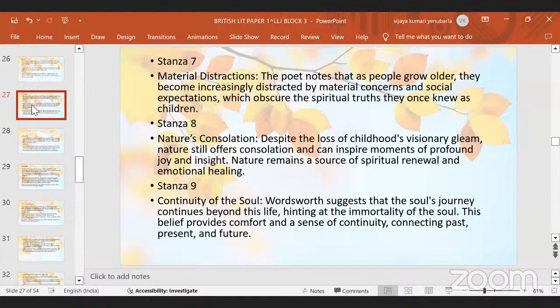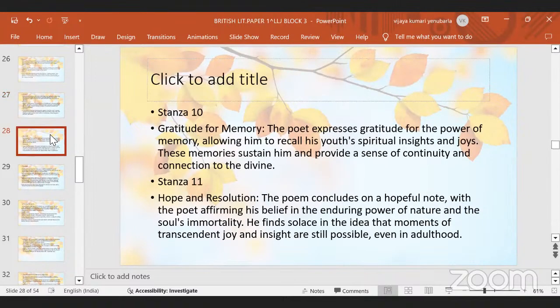This belief provides comfort and a sense of continuity, connecting past, present, and future. Even though we die, we are connected with nature. Our soul is connected with nature. So it can go into the past, present, and future. So the soul never dies. That is immortality, intimations of immortality. The title itself is Intimations of Immortality. So he is giving the details and the close connection about immortality, the state of immortality.